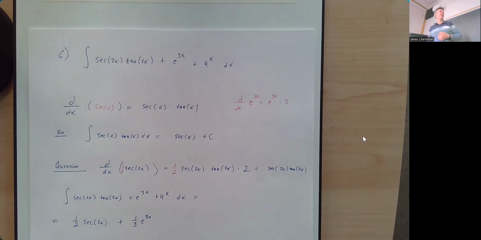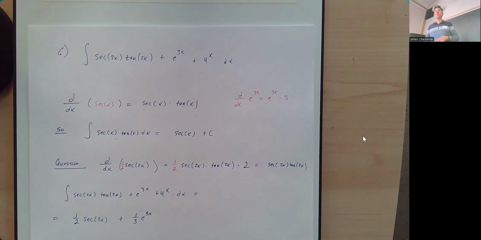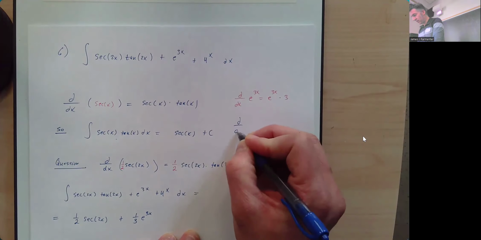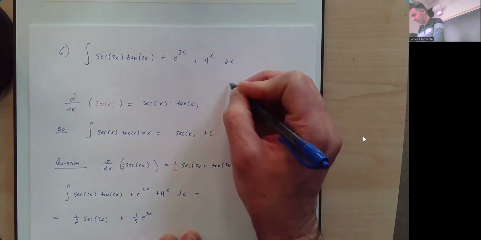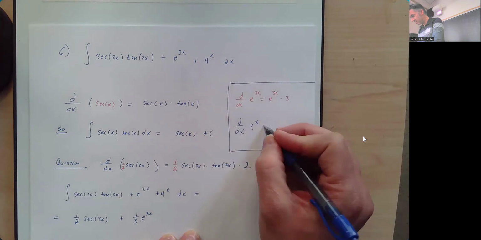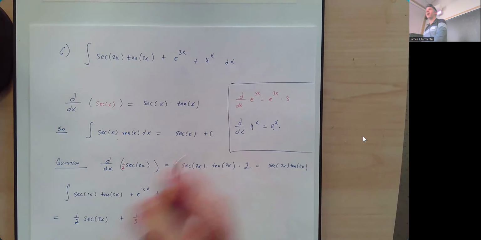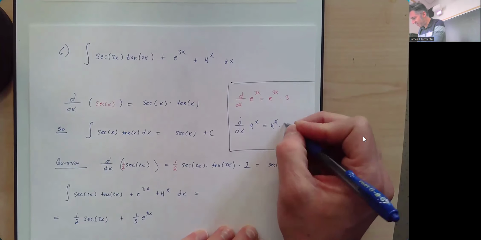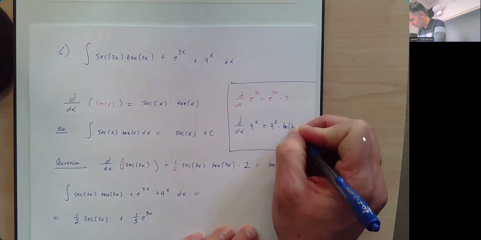Now, the 4 to the x part I actually kind of wanted to change because it's a little bit challenging. But we do know what the derivative of 4 to the x is. I know it's been a minute. But the derivative of 4 to the x is 4 to the x times what? Awesome. Thank you so much.